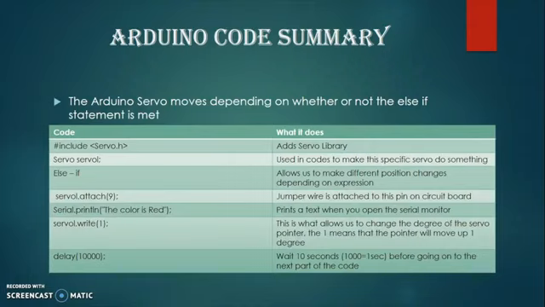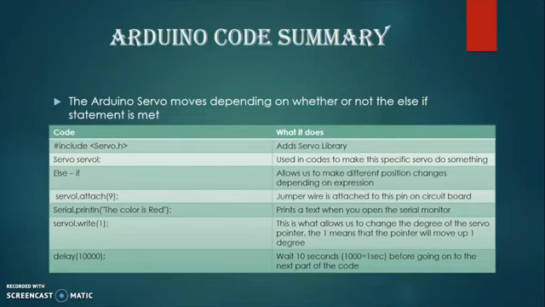I'm going to be going over the Arduino code. So the #include <Servo.h> is a library for the servo. Servo is used in code to make the specific servo do something. Else if statements allow us to make different position changes depending on the expression. servo.attach(9) is a jumper wire attached to this pin on the circuit board.